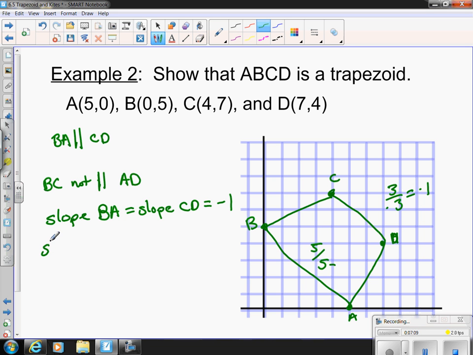And then we'll show the slope of BC and the slope of AD. The slope of AD is up 4 over 2. 4 over 2 is the same thing as 2. This one's up 2 over 4. That's a slope of 1/2.